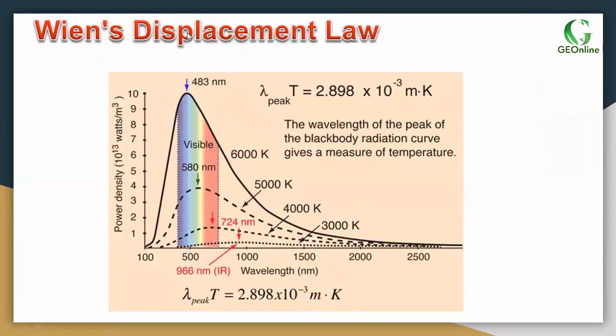Now we have the famous Wien's displacement law, which says that the wavelength of the maximum intense radiation is inversely proportional to the temperature. Therefore, if we consider Sun, its surface temperature is around 6000 Kelvin, so the wavelength of maximum intense radiation will be in the visible range. Whereas if we consider Earth, Earth's surface temperature is around 300 Kelvin. The wavelength of maximum intense radiation from Earth is in the infrared region.